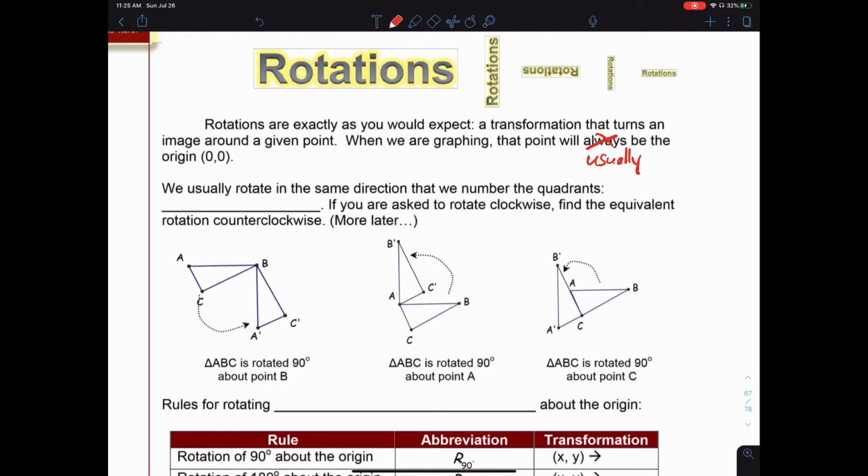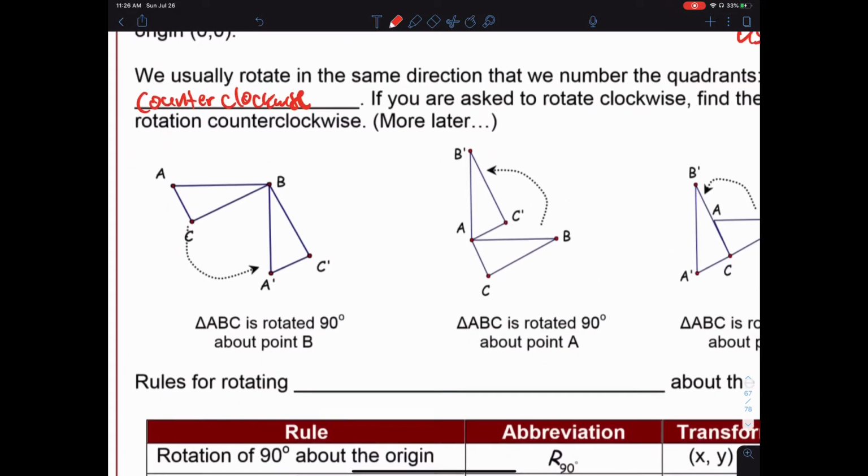We usually rotate in the same direction that we would number the quadrants, which is counterclockwise. If you are asked to rotate clockwise, find the equivalent rotation counterclockwise. We will discuss that in detail in a bit.